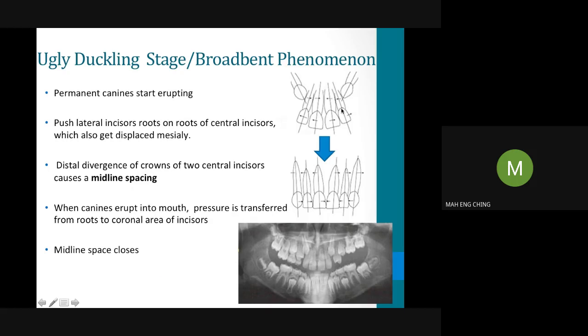So this picture just summarizes everything. At the beginning, you see the lateral incisor at a different angle, and they will displace distally. The root will be mesial. Then when the canine comes out, it will squeeze the crown, or the head, into the middle. Then everything becomes upright and straight, and the spaces are closed.